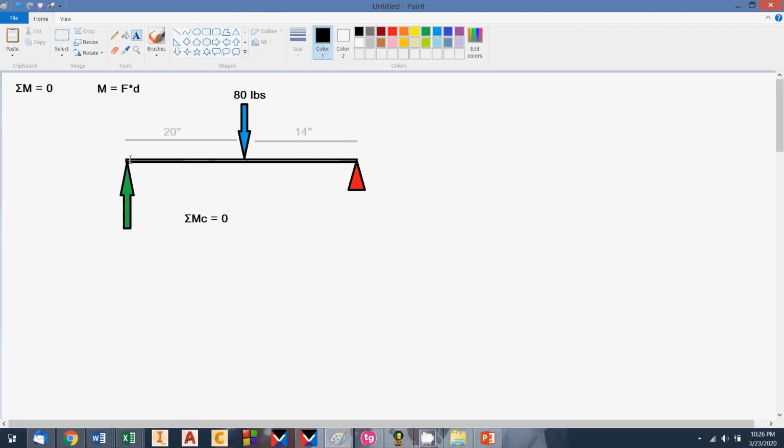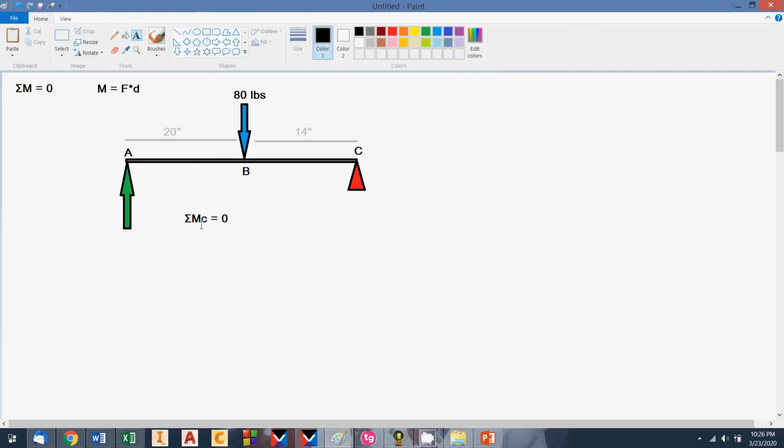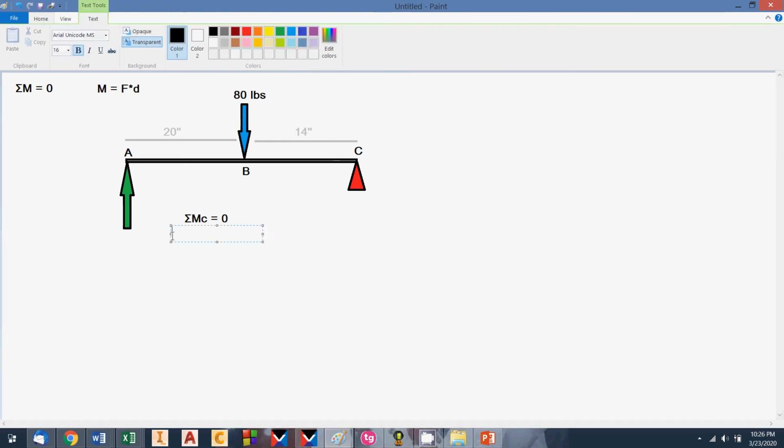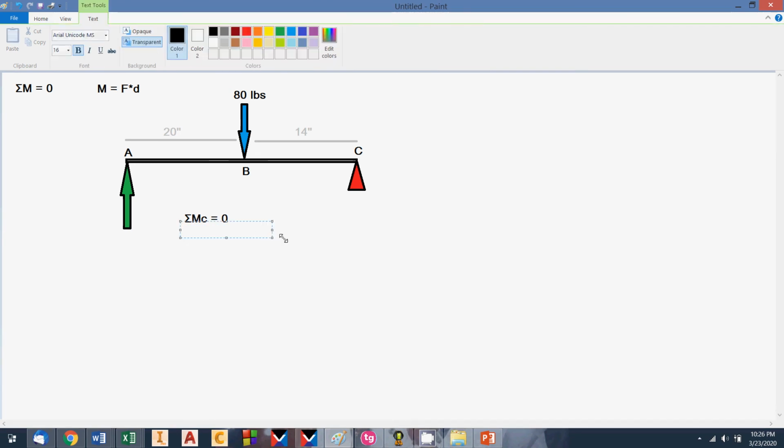Okay? Before we get any further, let's go ahead and write that on here. A, B, C. All right, so my sum of moments around point C is 0. Now, I want to go ahead and look at what makes those moments up. So the first thing that I see that has an effect on it is going to be this downward force, this blue arrow. So I'm going to go ahead and put this in blue. And remember, a moment is a force times a distance. The force here is 80 pounds, and my distance is 14 inches. All right, so that's my first one.